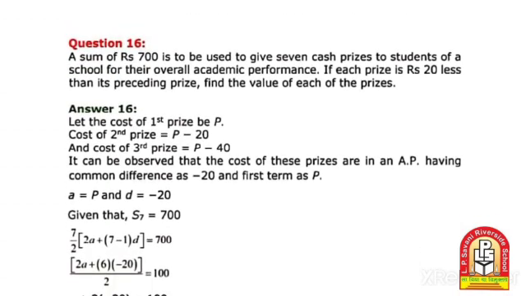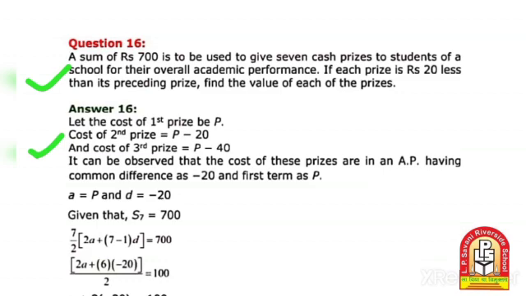Then, after question number 16: a sum of rupees 700 is to be used to give 7 cash prizes to students of a school for their overall academic performance. If each prize is rupees 20 less than its preceding prize, find the value of each of the prizes.